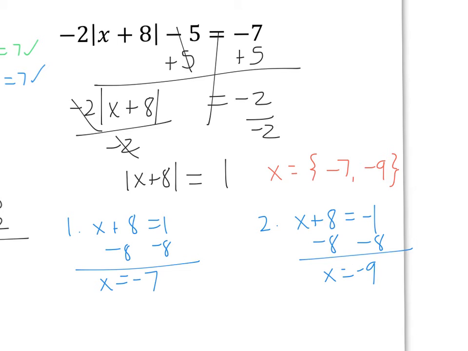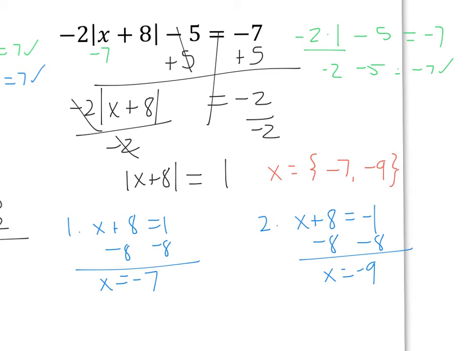So I'm going to plug in negative 7, and negative 7 plus 8 is 1. The absolute value of 1 is 1. So negative 2 times 1 minus 5. Negative 2 times 1 is negative 2. Minus 5 does equal negative 7. So we're good to go on that one.